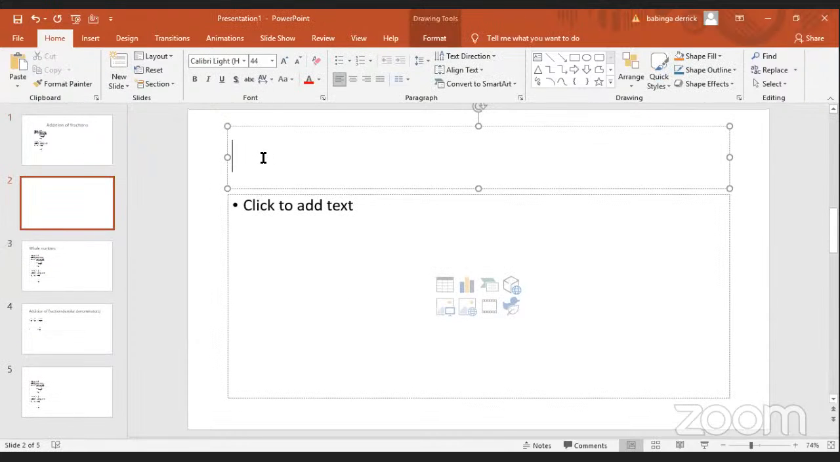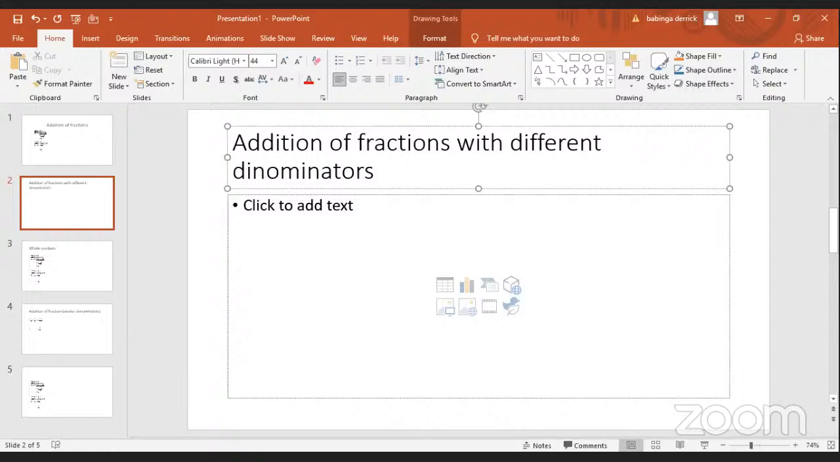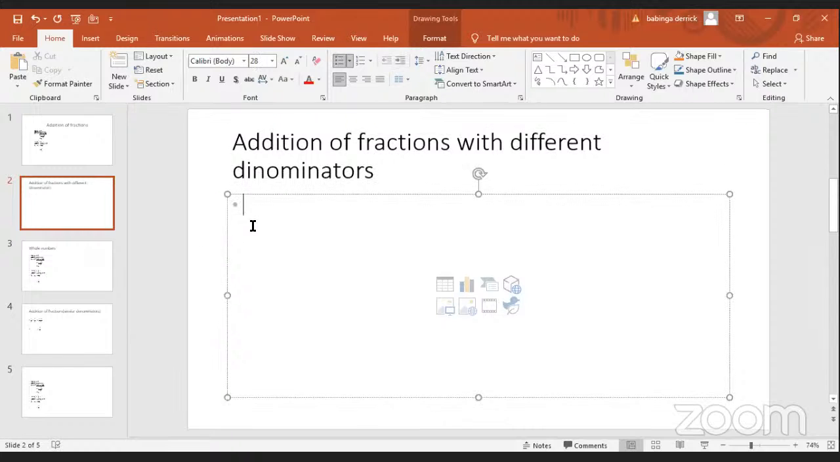Let us see the addition of fractions with different denominators. Hope we can tell the meaning of different?